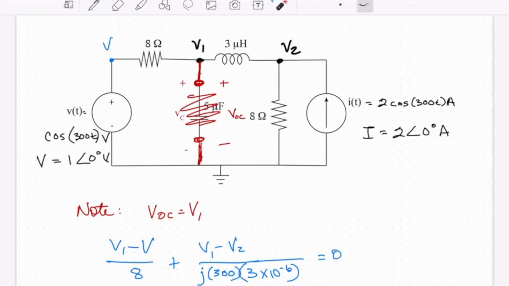Okay, so let's go over that again. We have (V1 minus V) over 8 plus (V1 minus V2) over the impedance, j omega L. So j, 300, 3 times 10 to the minus 6. And this current is, of course, 0. So those sum to 0. In V2, we can write a similar equation.